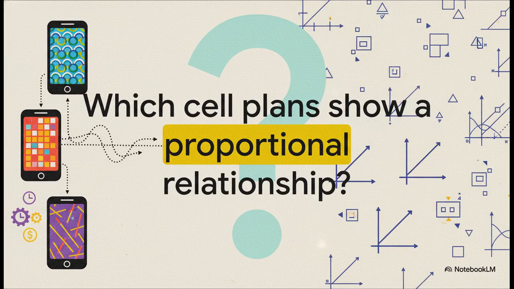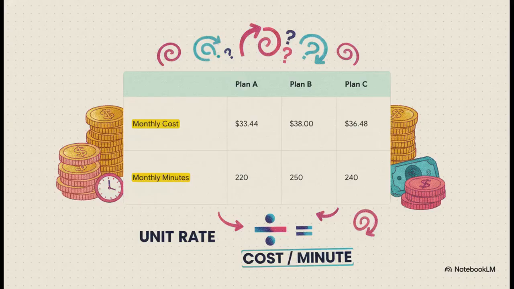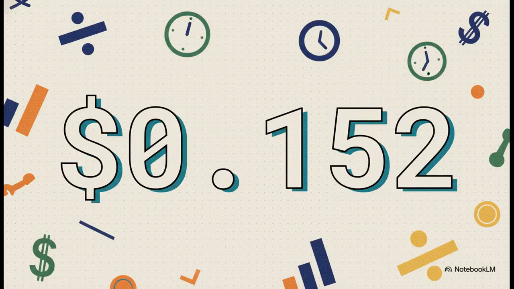All right, let's put this new idea to the test with another everyday example. Jonah's looking for a new cell phone plan. We need to figure out which of these plans have that constant recipe, that is, the same exact cost per minute. Okay, here's our data. We've got the monthly cost and the minutes for Plan A, Plan B, and Plan C. So to figure out if they're proportional, what do we need to do? You got it. We have to find the unit rate, the cost per minute for each one, and see if they match.